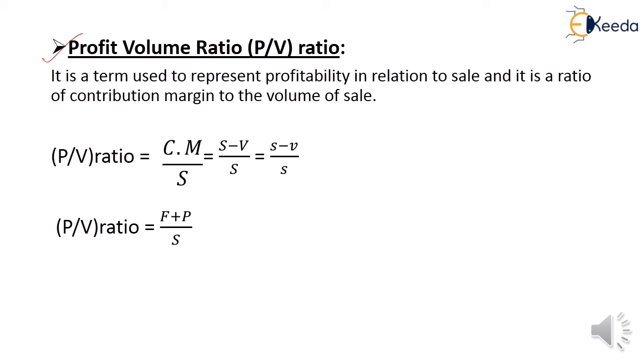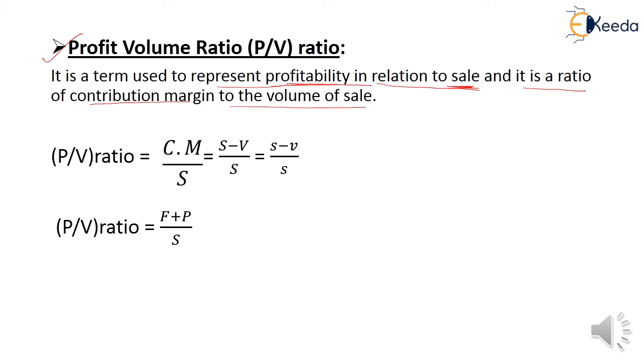It is used to represent profitability in relation to sales. Profitability is also known as the contribution margin. In the previous slide, we discussed what a contribution margin is. Contribution margin is nothing but the marginal profit or profitability. So the profit volume ratio is used to represent profitability in relation to sales. So the PV ratio is nothing but a ratio of contribution margin to the volume of sales.